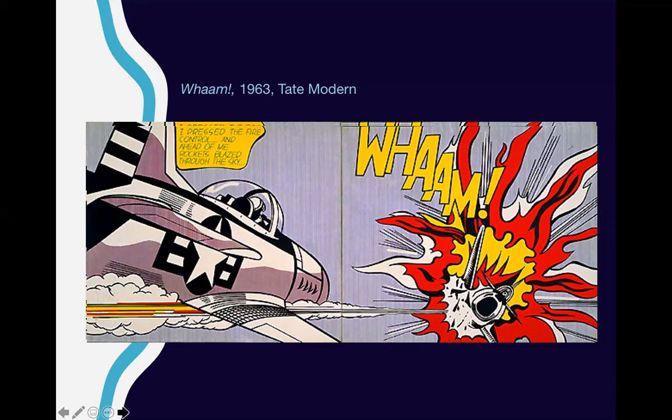Now, this particular painting here is showing a fighter jet, perhaps, shooting a rocket. Now, it says, "I pressed the control and ahead of me, rockets blazed through the sky." How cool is that? And I absolutely love the flame details here of the other enemy plane being shot down.